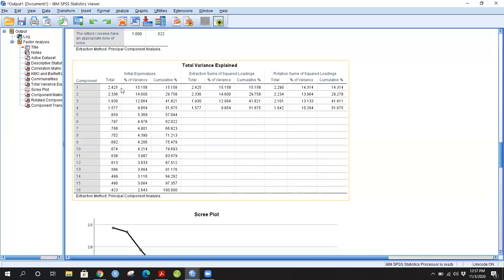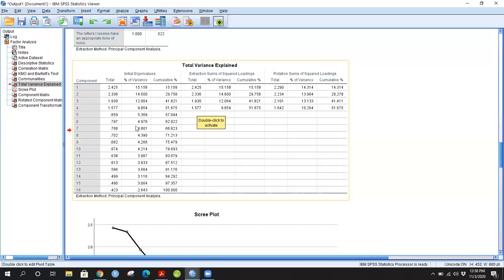So you look at here. Wherever you see that the eigenvalue is greater than 1, we are going to take all those variables and those will become our extracted factors. We see that the eigenvalues 2.4, 2.3, 1.9 and 1.57 are all greater than 1. So they come here in the extracted sum of squared loadings, which indicates that these are the factors which we have extracted. That is, the 4 factors being extracted.